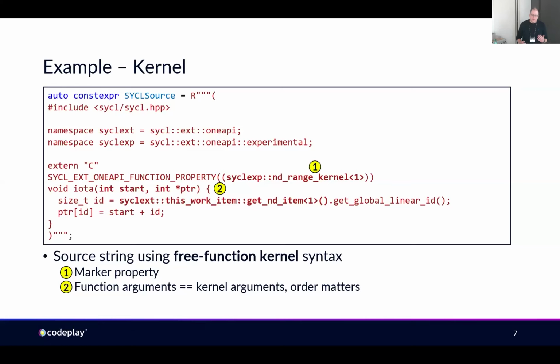This matters, and it is also one of the motivations why this third kernel definition syntax exists: if you have lambda captures, they don't have a guaranteed order, and we will need a guaranteed order later to set the arguments. So this is the free function kernel syntax. Lastly, we also need to get the iteration index somehow, and there's another extension that exposes them as free functions, and we are relying on this extension here to get the iteration ID.